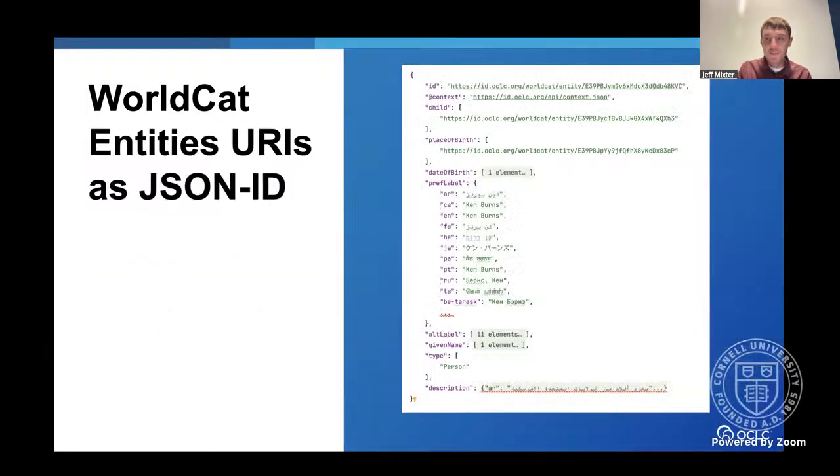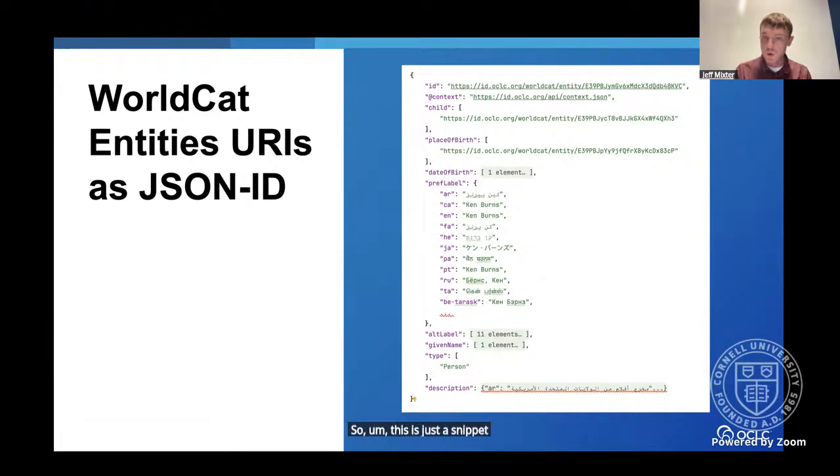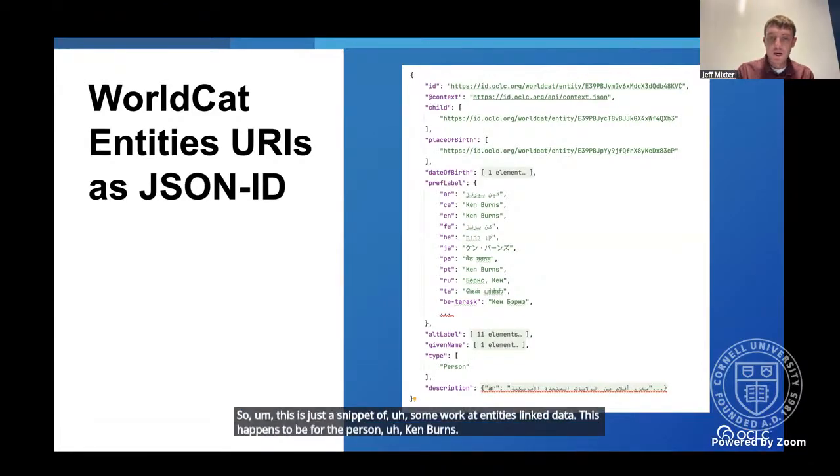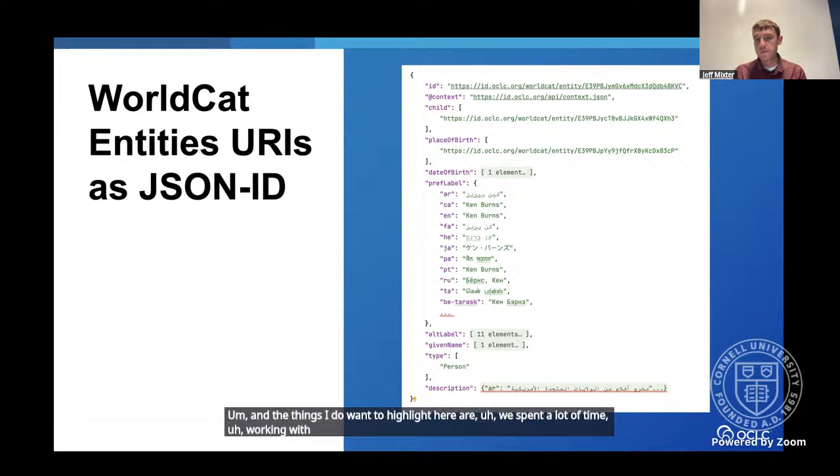Because I was an engineer in a former life, I can't do a linked data presentation without showing data. So this is just a snippet of some WorldCat entities linked data. This happens to be for the person, Ken Burns. And the things I do want to highlight here are we spent a lot of time working with the community and reading about and following norms and best practices for publishing linked data.